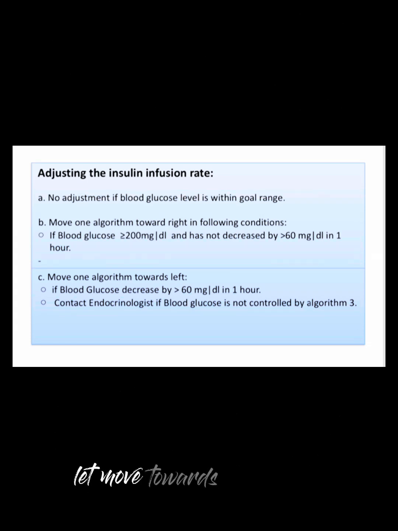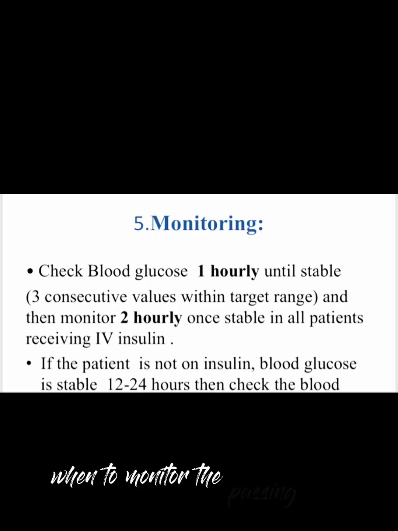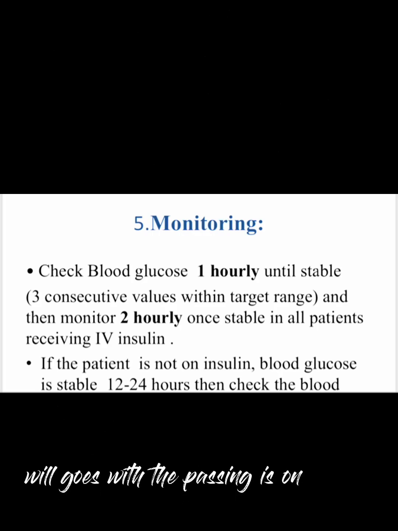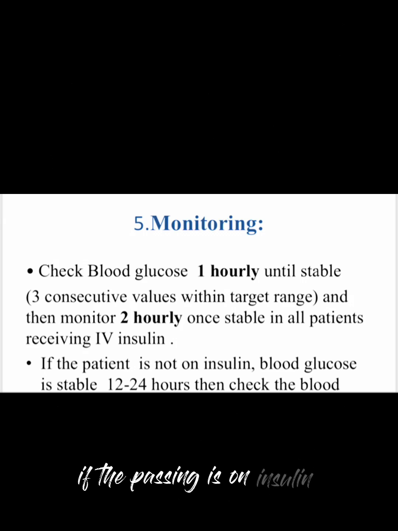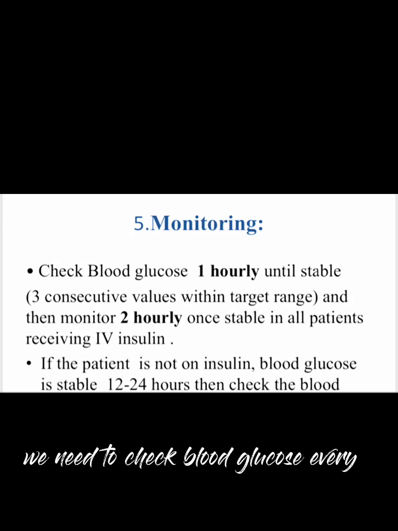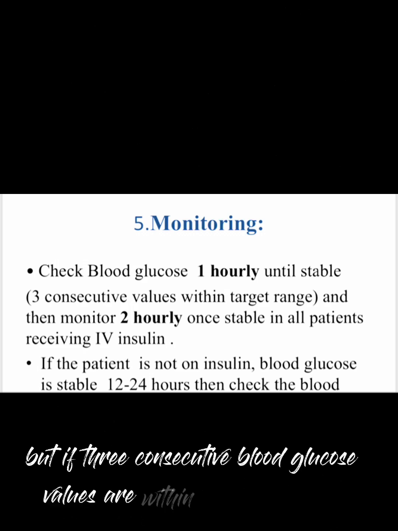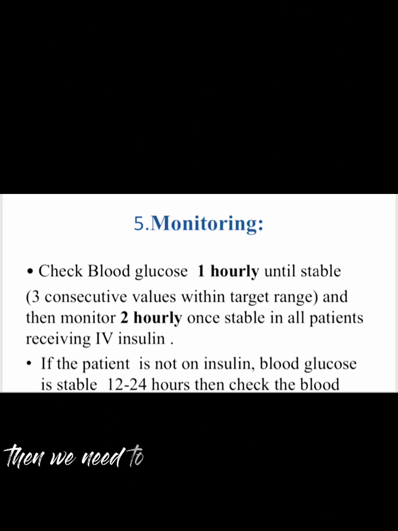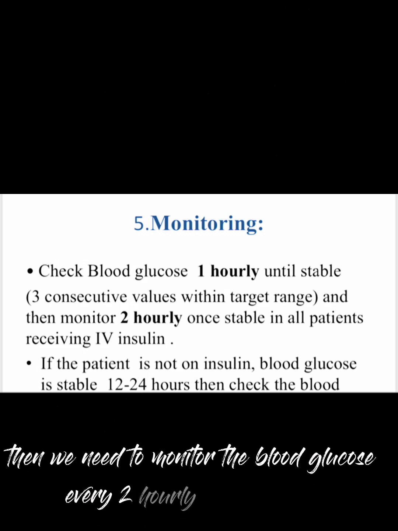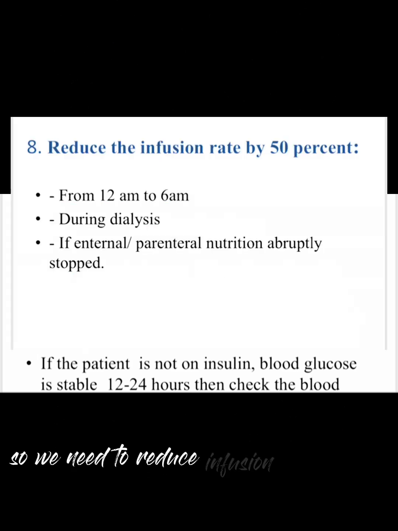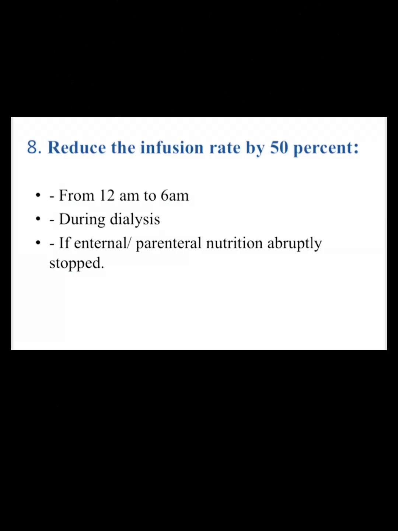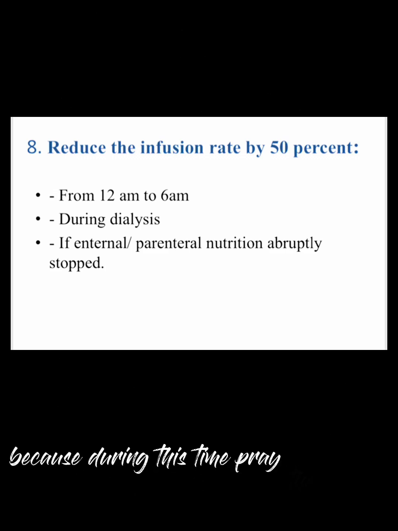Let's move towards monitoring: when to monitor the patient's blood glucose if the patient is on insulin. If the patient is on insulin, we need to check the blood glucose hourly until stable. But if 3 consecutive values are within the target range, then we need to monitor the blood glucose every 2 hours. In some cases, we need to reduce the infusion rate by 50%. Number 1, from midnight to 6 am, because during this time period the patient does not eat.